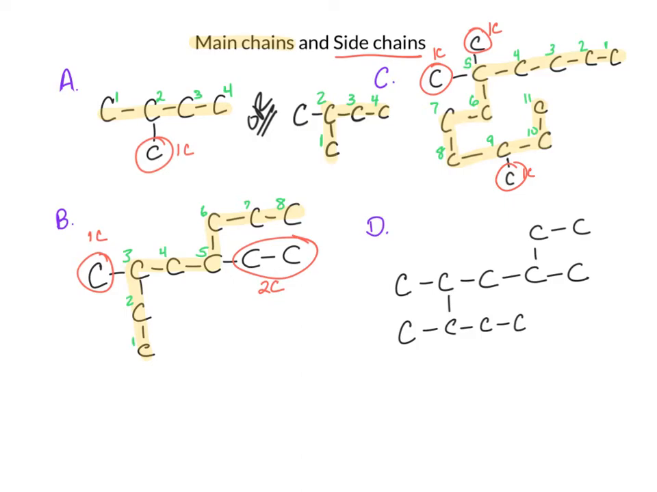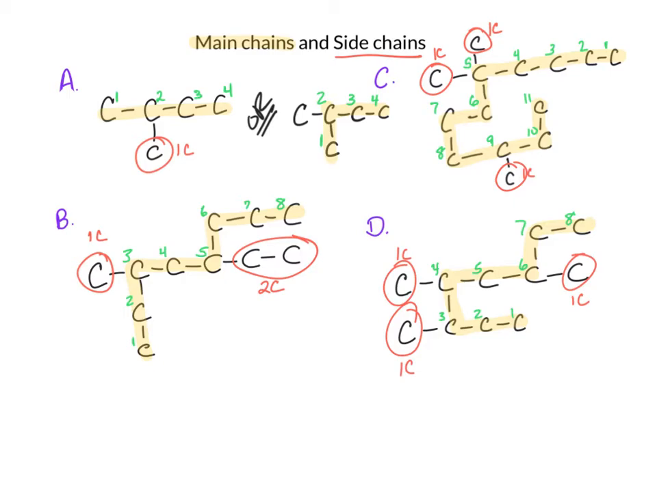Okay, last one. Letter D. How long is the longest connected carbon chain? Hopefully you got 8. And you can see that there are 3 side chains, each with 1 carbon, for a total of 11 carbons, but 8 is our main chain.